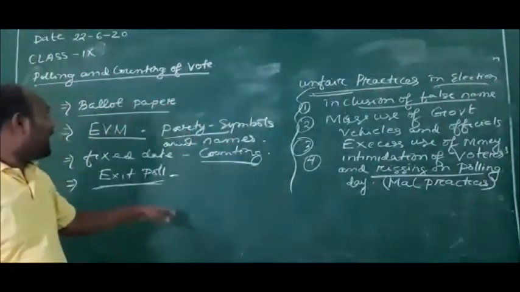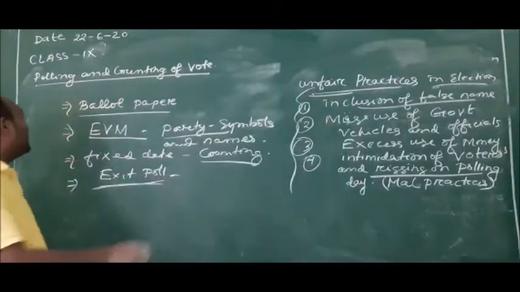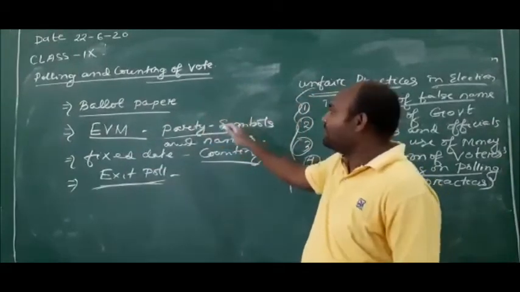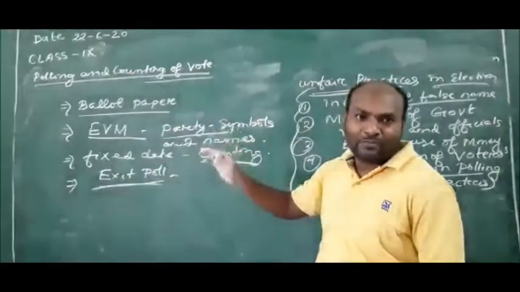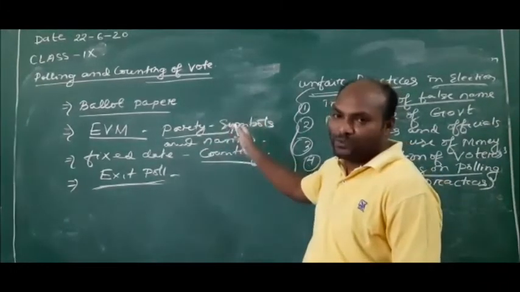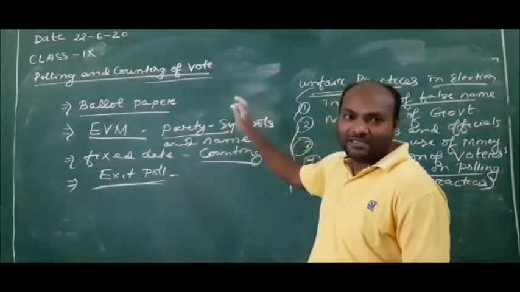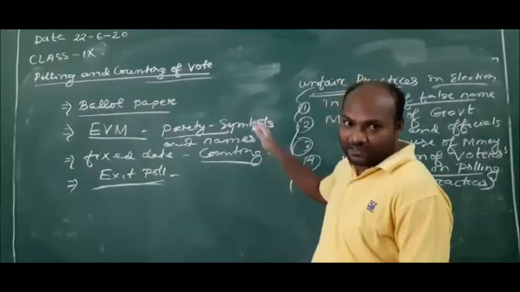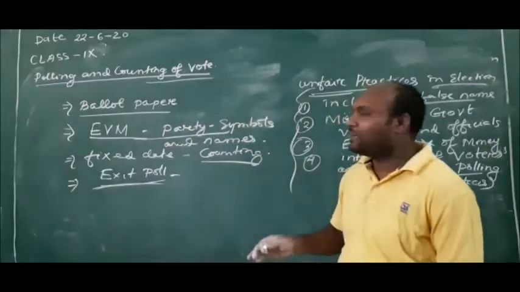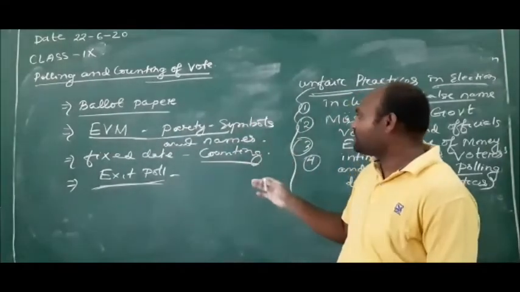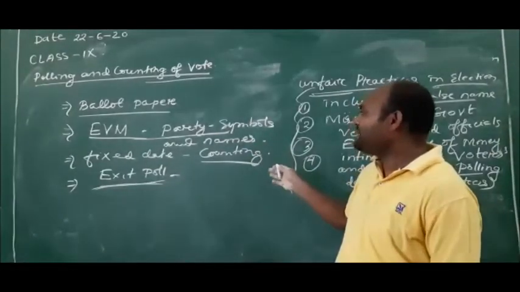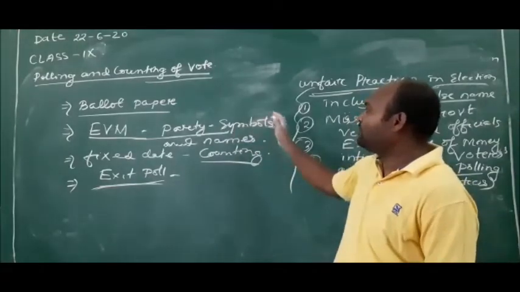So dear children, today I was trying to tell you about polling and counting of votes. In earlier times, we used the ballot paper. On the ballot paper, the names and the symbols of the individuals were found, and by seeing that, people cast votes. At present, we have the latest machines known as EVMs, electronic voting machines. In electronic voting machines also, we see the party symbols along with the names of the candidates of the political parties.